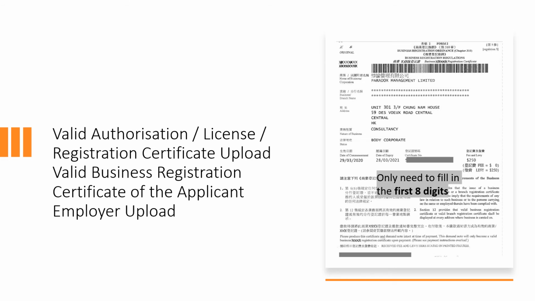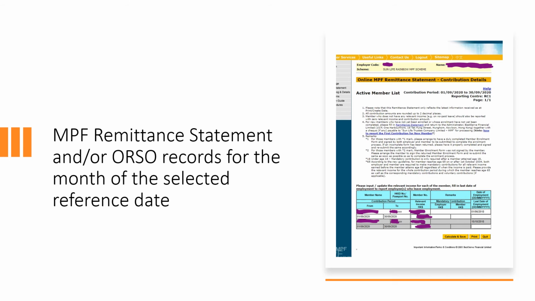Below are the documents required for you to submit your first application. You will need to provide a valid business registration certificate, which could be found in an eye-catching area within your business campus. Secondly, as a supporting document, you will need to upload your MPF remittance statement and/or an ORSO record. To do this, all you have to do is to go to your affiliated MPF company, log in, and find contribution details or history. In this way, you will be able to find the relevant information you need in order to upload it into your first application.